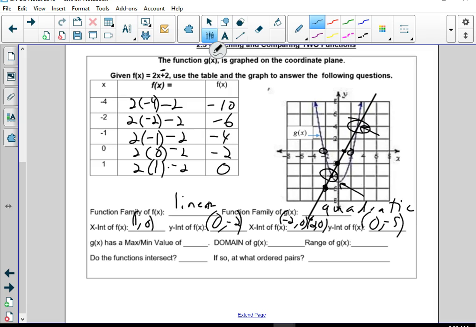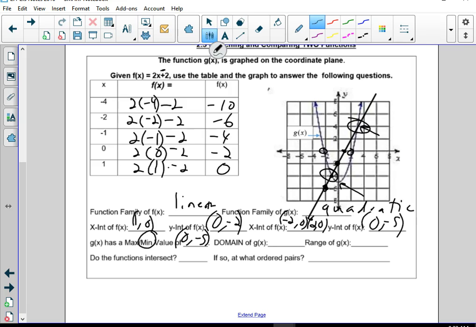Now pay attention. Now we're starting with g of x. It says g of x has a maximum or minimum. Well, first off, does it have a maximum or minimum? It's got a minimum, so let's circle minimum. And where is that minimum? It's at 0, negative 5.